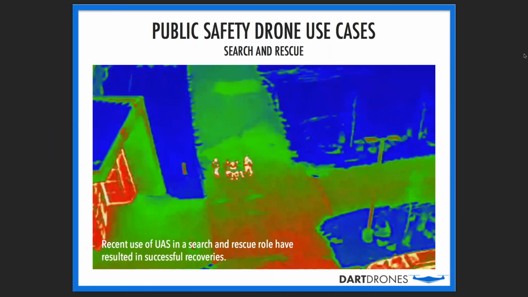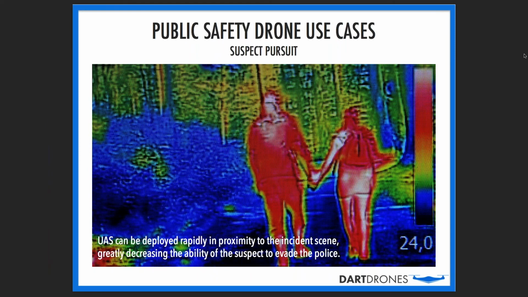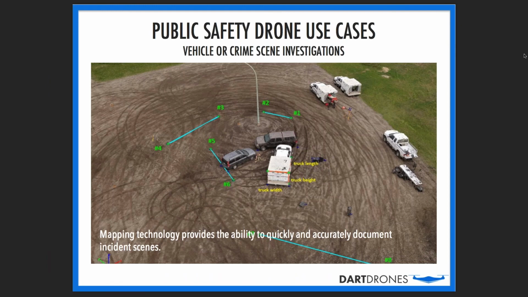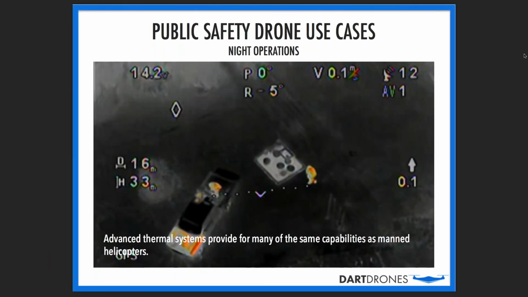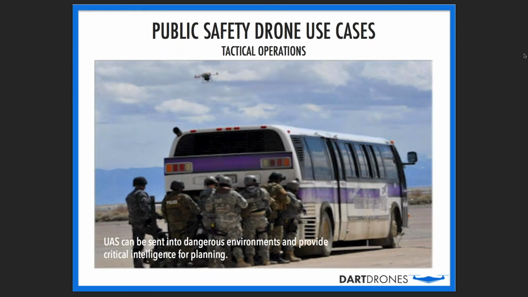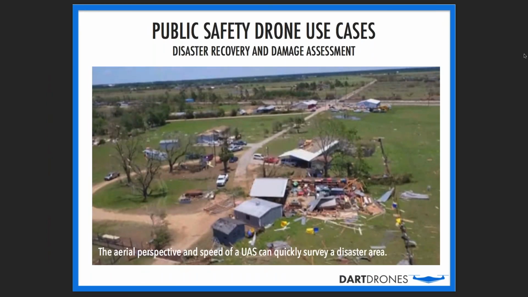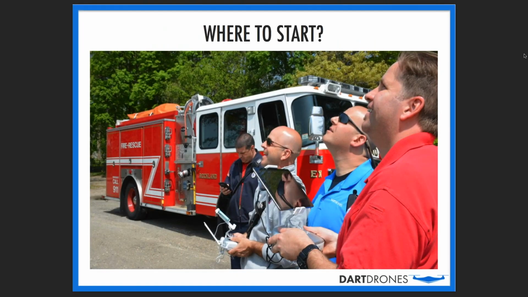I wanted to quickly run through a few public safety drone use cases. First is search and rescue, also suspect pursuit, payload deployment, vehicle or crime scene investigations, night operations, tactical operations, structural fire operations, and disaster recovery and damage assessment. Obviously there are a lot of different ways to utilize drones in public safety, and these are just a few that we wanted to mention. Now I will pass it over to Mike to cover the 25 steps.